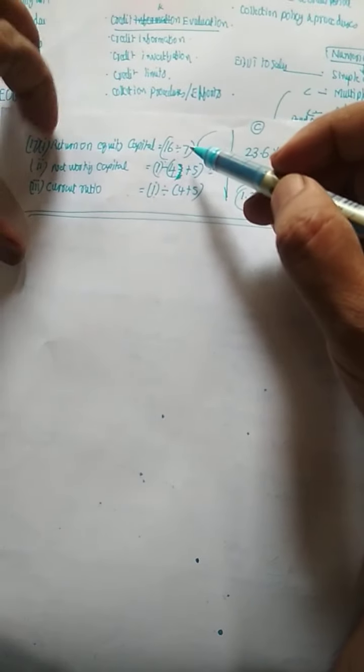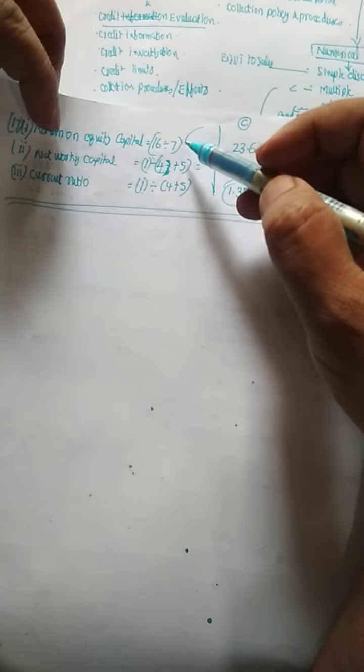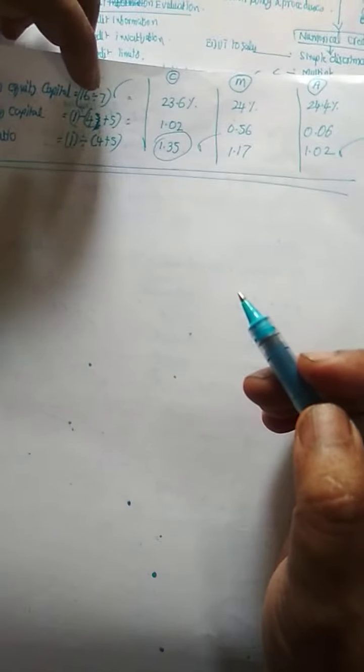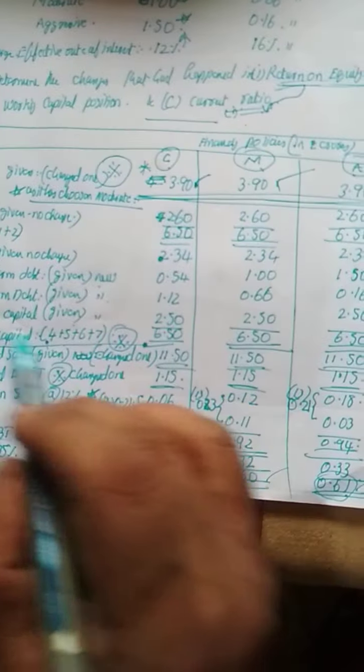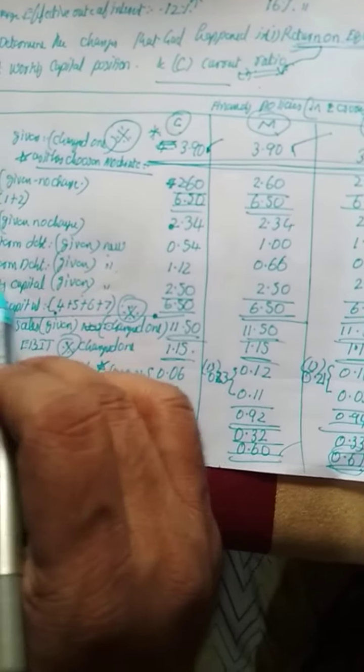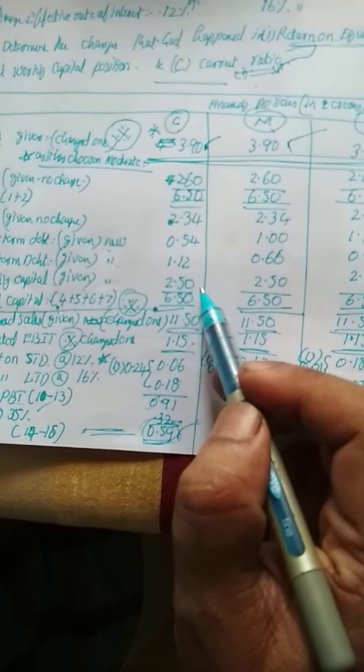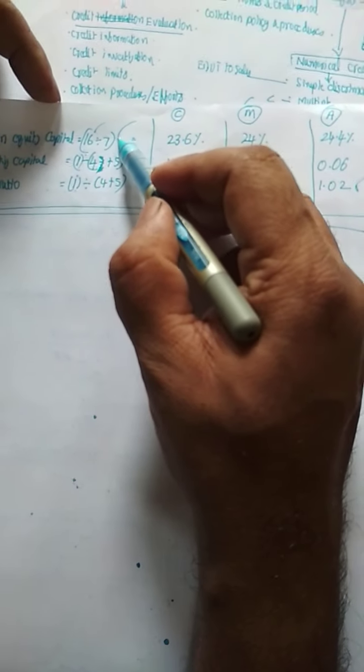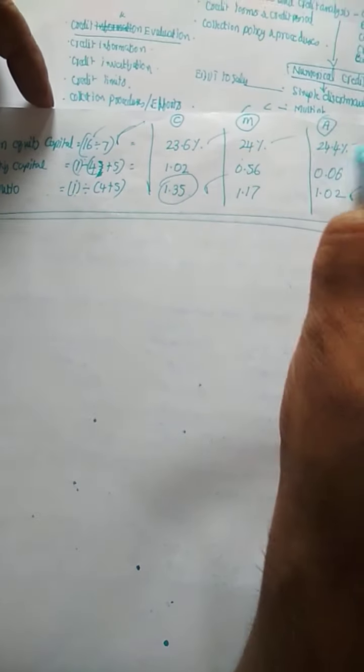Return on equity capital. What is the return on equity capital formula? Return on equity capital formula is profit after tax divided by equity capital. Equity capital is given in the question. Profit after tax, return on equity capital we are finding out. Profit after tax divided by equity capital. We'll get it in percentage.